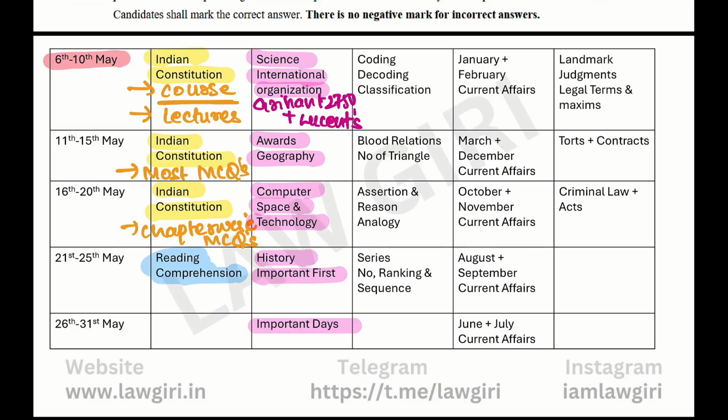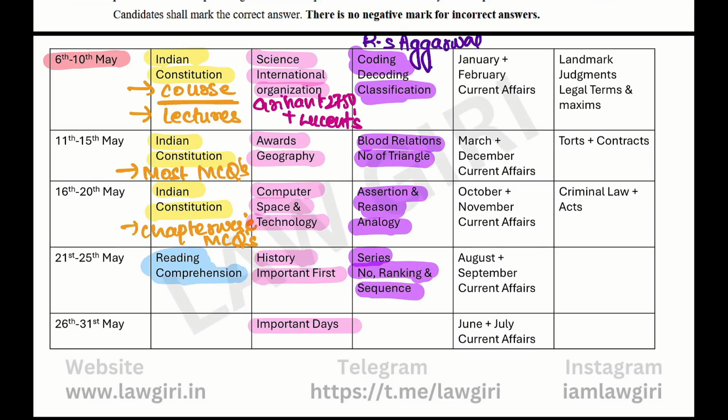Next topic is coding, decoding, classification, blood relations, number of triangles, assertion, reason, analogy, series, number ranking, sequence. For this, I would recommend that you go for Verbal and Non-Verbal Reasoning by R.S. Agarwal. This book is a good book, so you can go for this one.